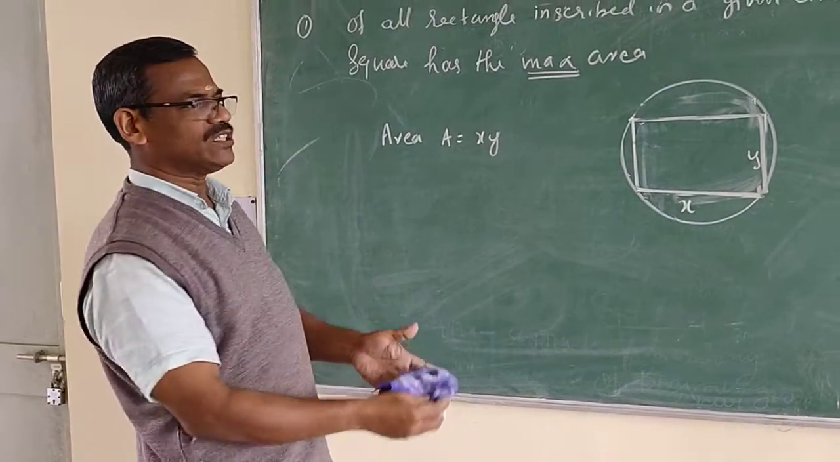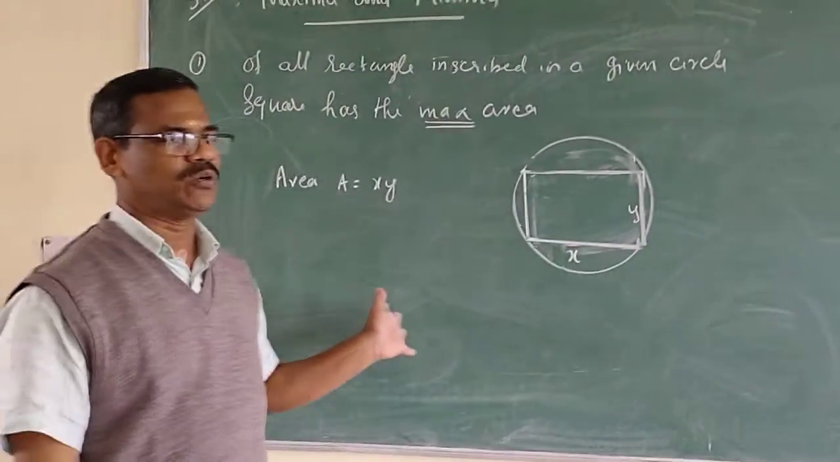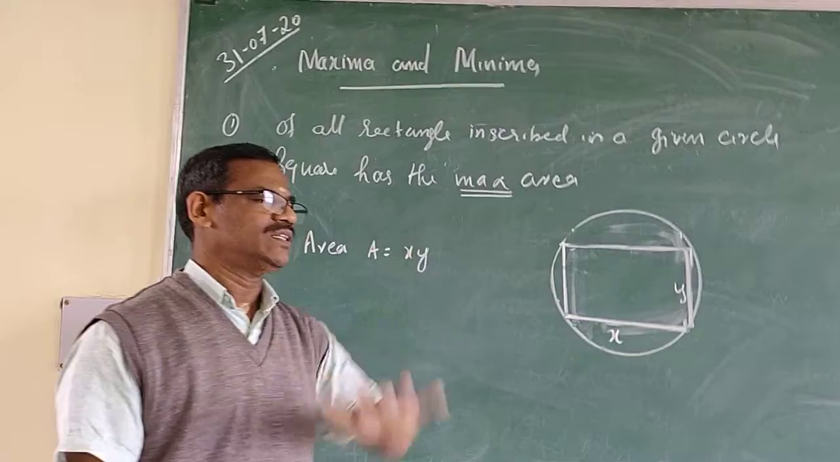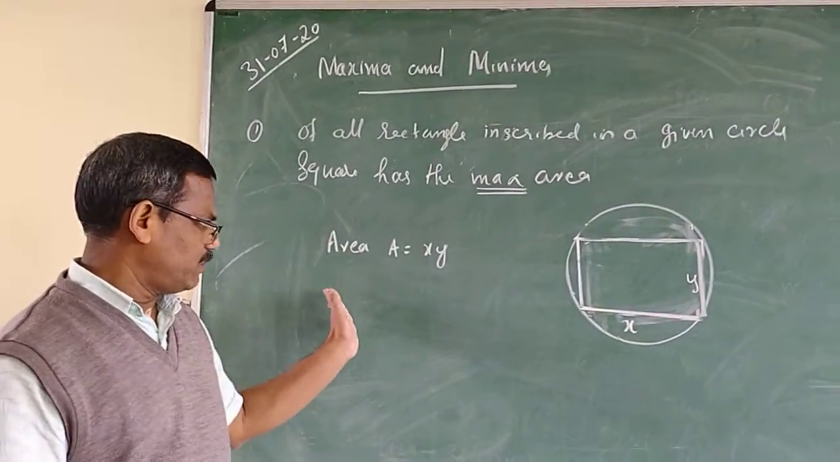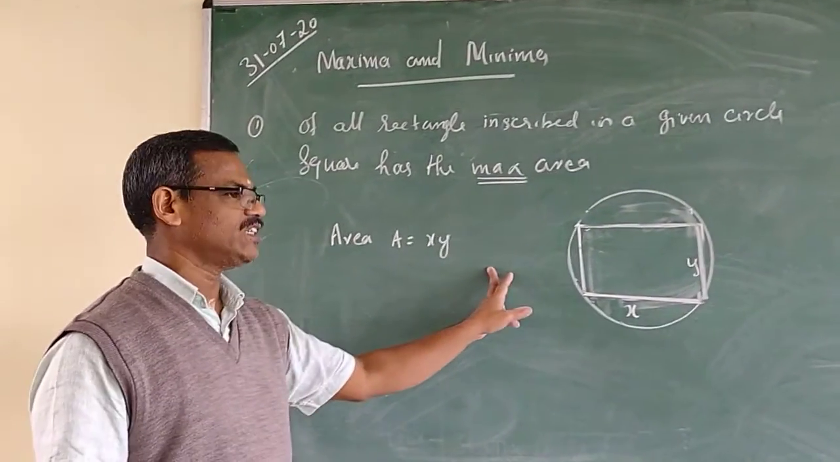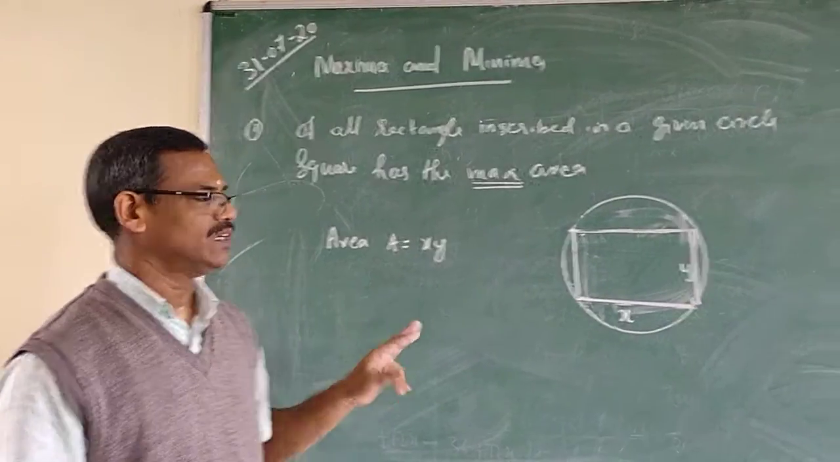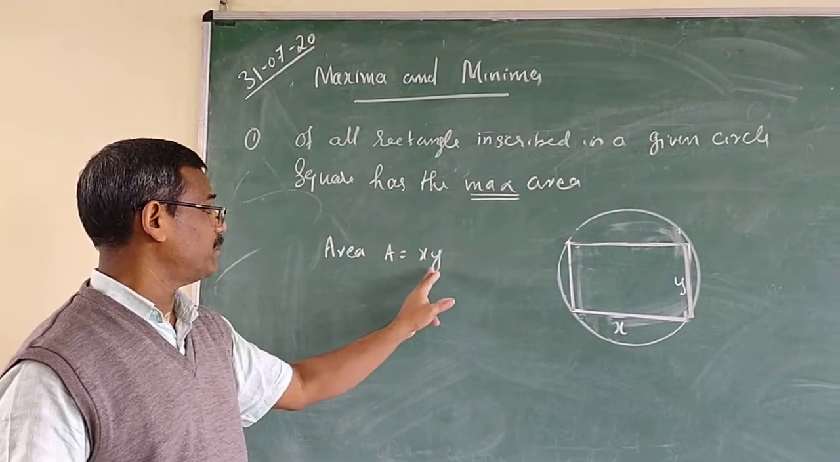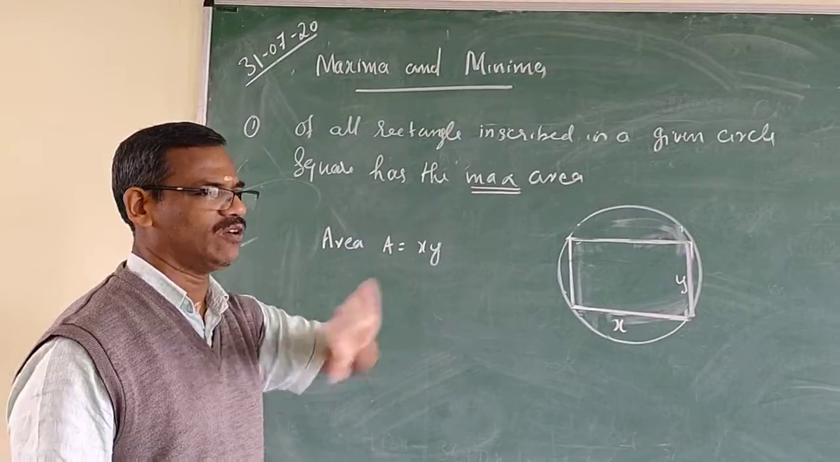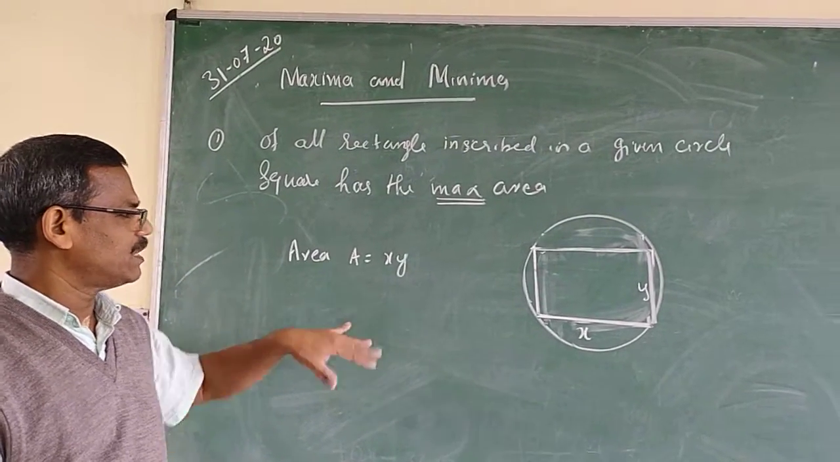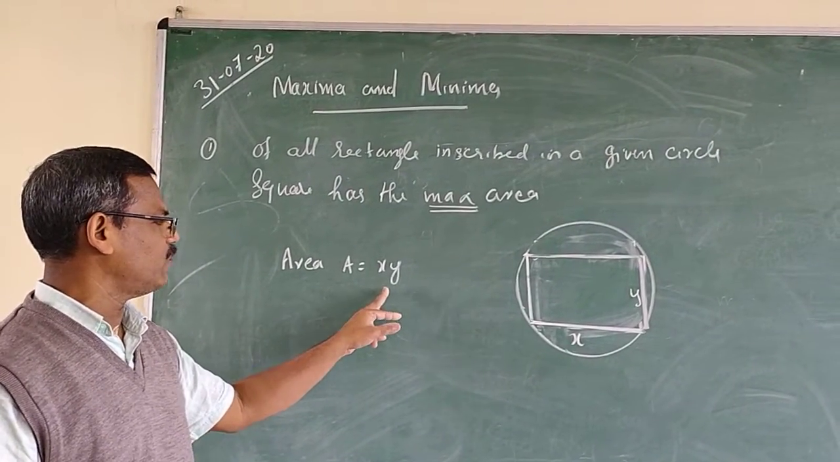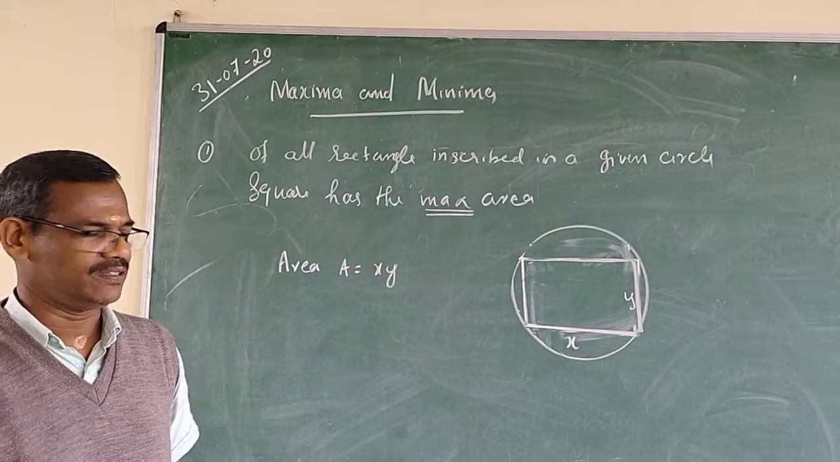That means you know the condition of maxima: the first derivative is 0 and the second derivative is negative for a maximum. So when you want to maximize, you have to differentiate this. Application of derivative comes in. Now there are 2 variables, x and y. You cannot differentiate directly, so we need some conditions to convert one variable in terms of the other.